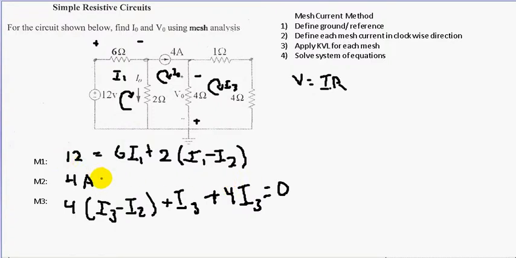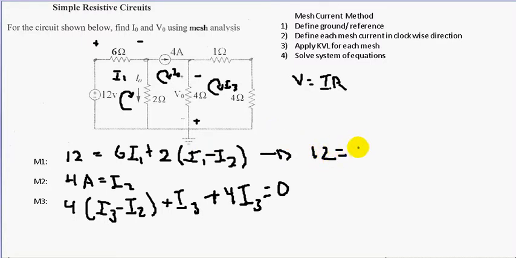first of all, we know that mesh 2 is 4 amps, which is equal to I2. Oh, 4 amps, my bad, sorry. And we can substitute 4 amps into I2 and solve this system of equations. Now let's plug it into our first equation.